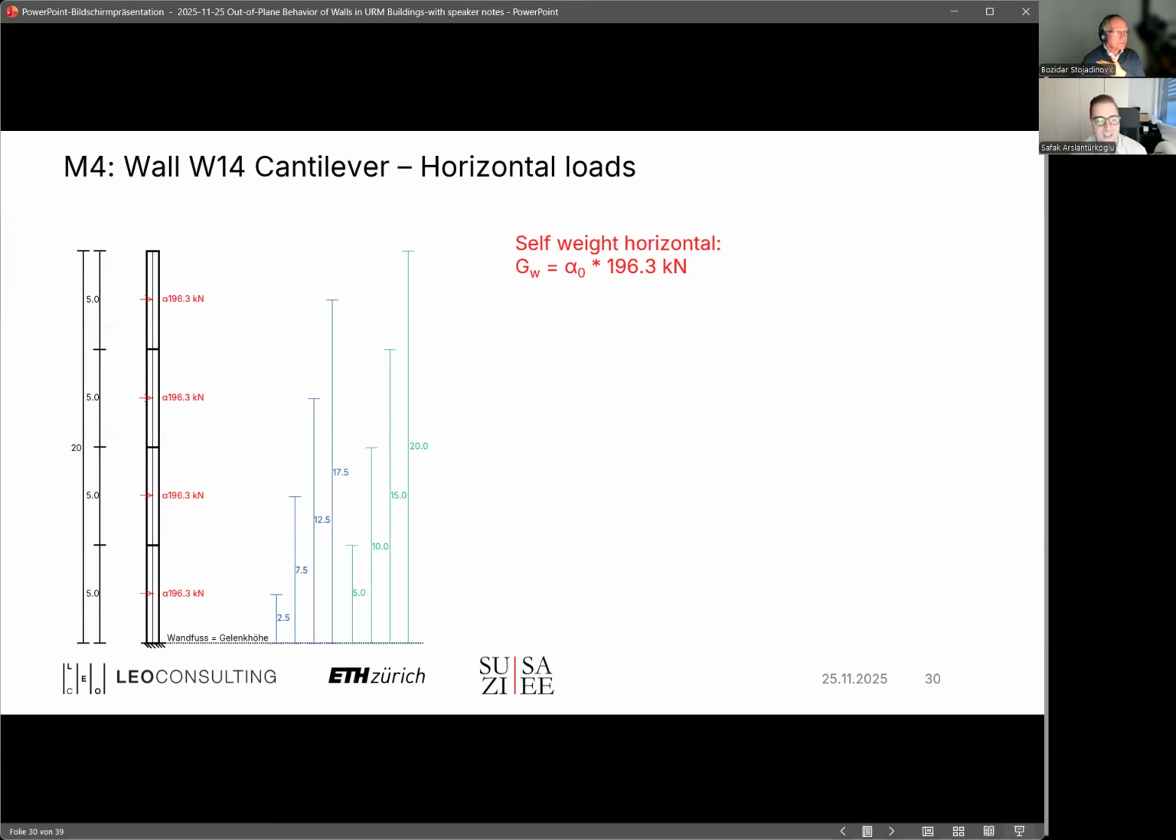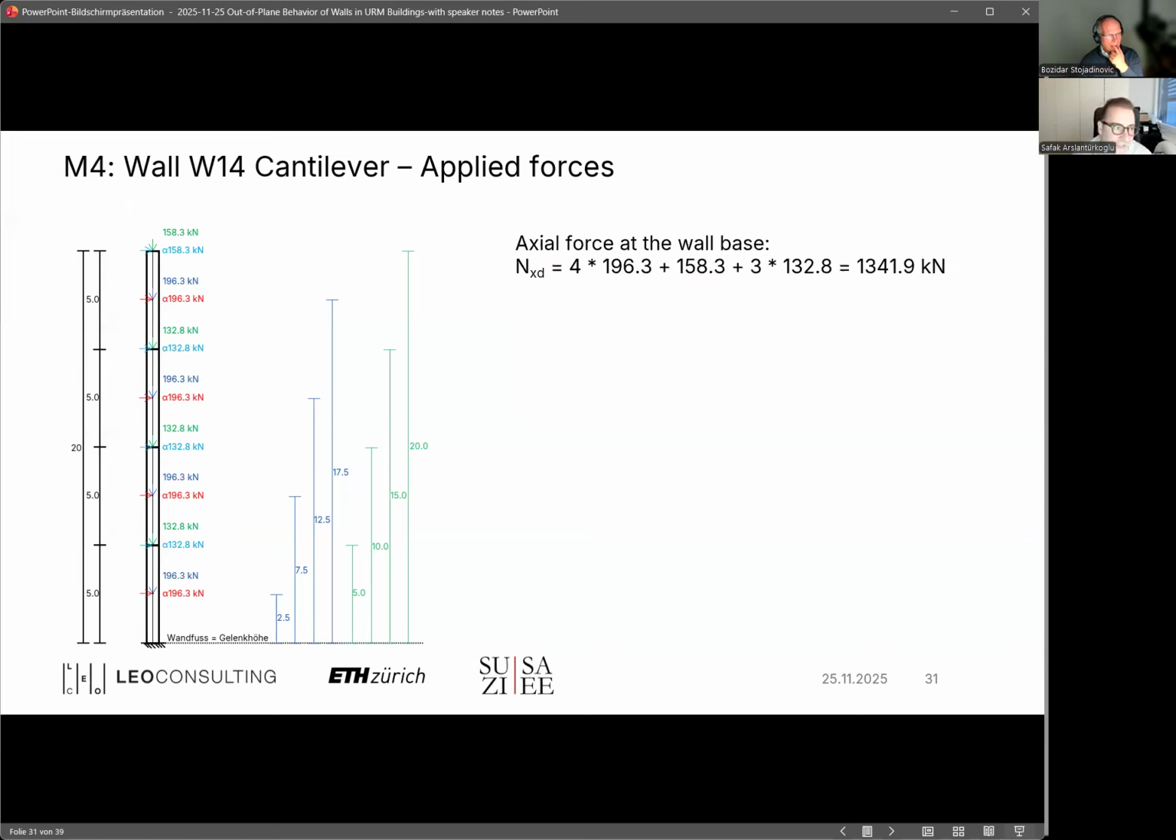So what we are actually doing is searching for this alpha 0 that would trigger a rotation in this wall. We just continue with the horizontal story loads, same logic, same principle. As a ratio of the vertical loads, we define them. They are different in the classic story and the attic, of course, which we defined already. And then here is an overview of all the applied forces. One thing we need is the axial force at the wall base, just the sum of all the forces acting.